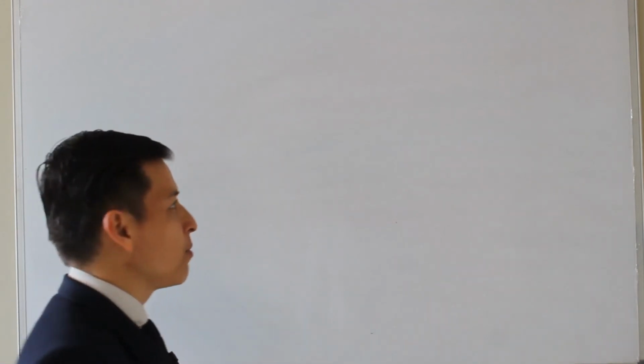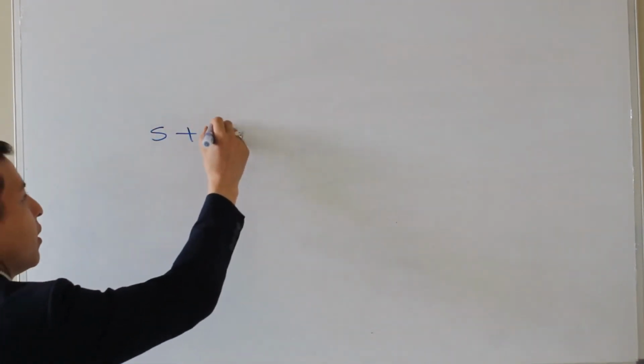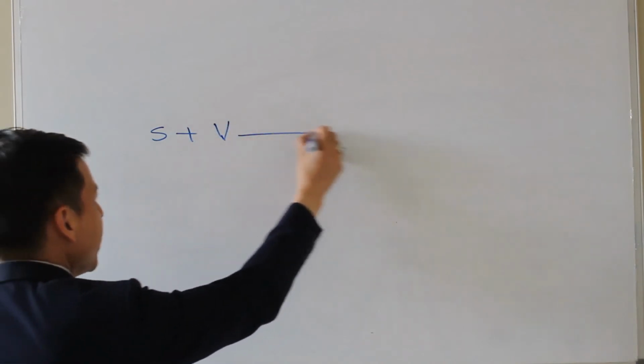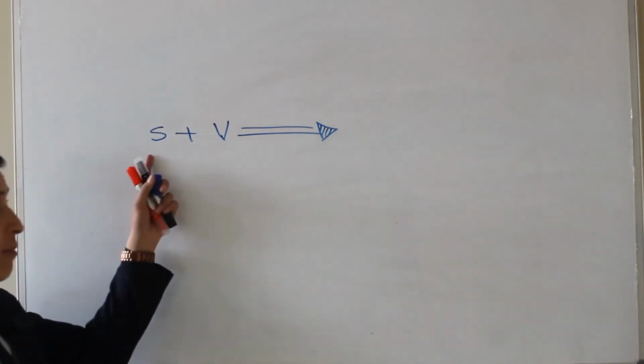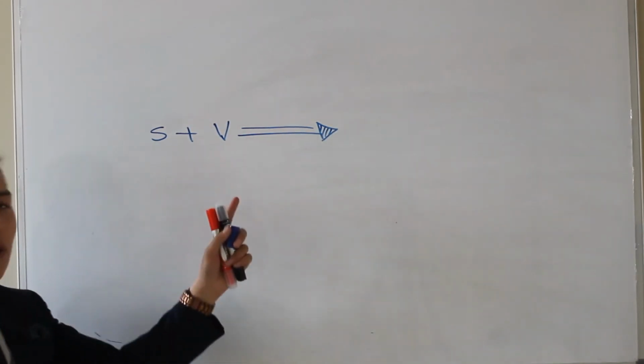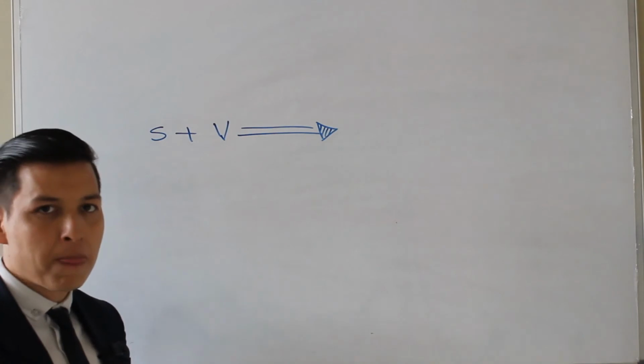Okay, let's see what the difference between object and complement is. Before we talk about that, we should have a structure for the sentence. First we have the subject, then we have the verb. This is really important: what comes after our verb. Subject plus verb, and what comes after the verb.